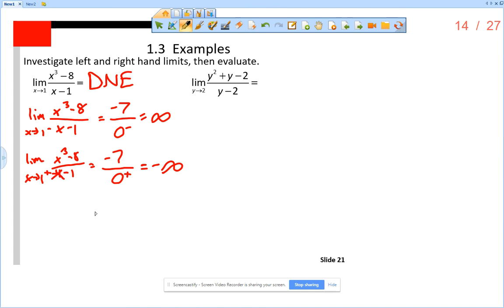All right, but what would that mean graphically? Well, at 1, we have an asymptote, but from the left, we're approaching positive infinity. From the right, we're approaching negative infinity.